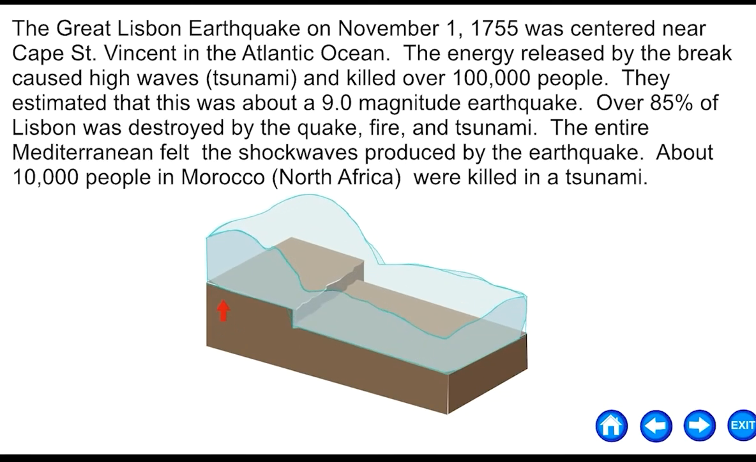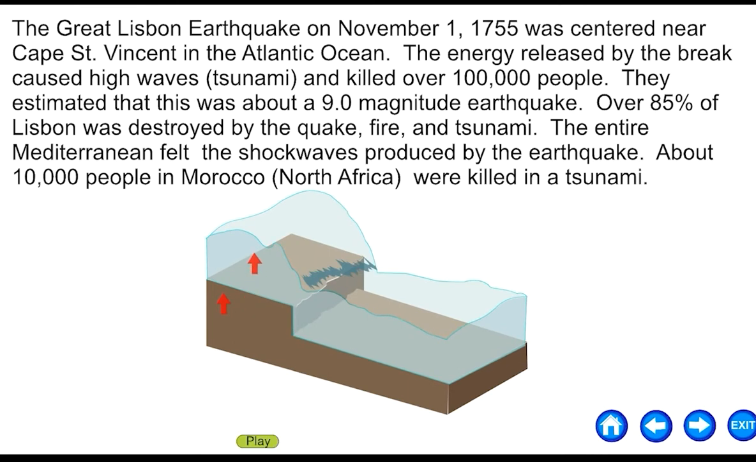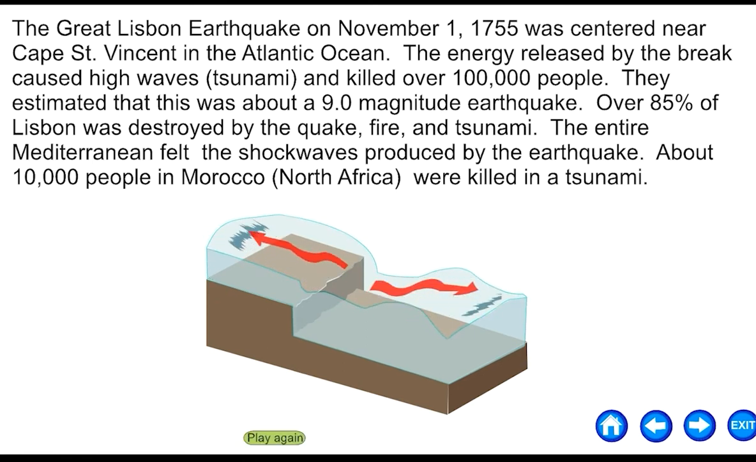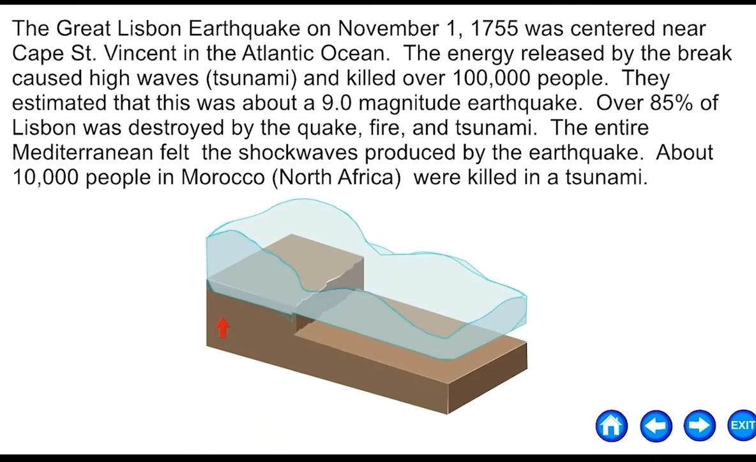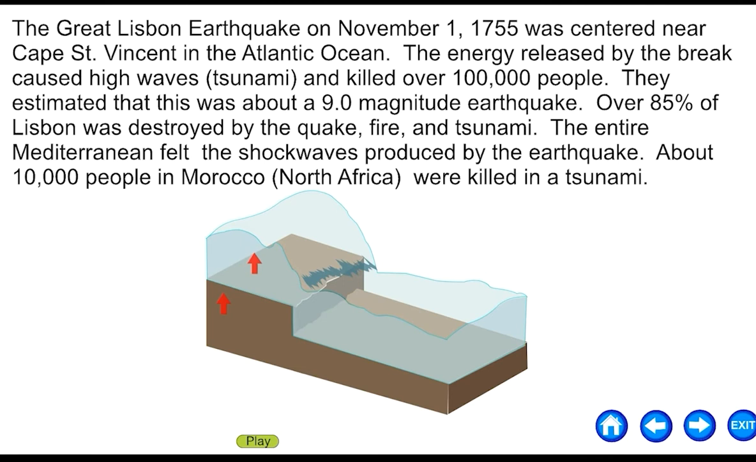The Great Lisbon earthquake on November 1st, 1755, was centered near Cape St. Vincent in the Atlantic Ocean. The energy released by the break caused high waves and tsunamis, and killed over 10,000 people. They estimated that this was about a 9.0 magnitude earthquake.